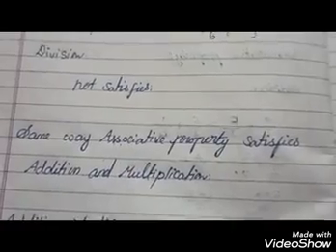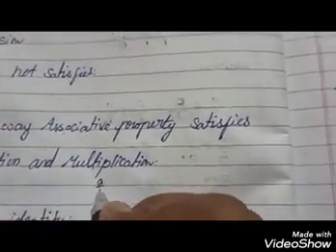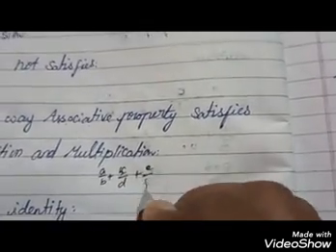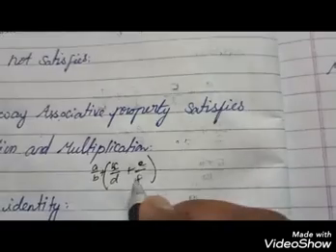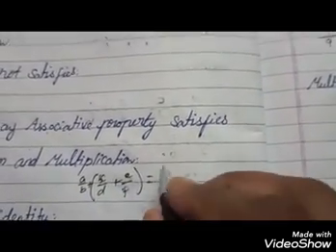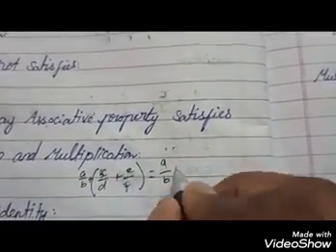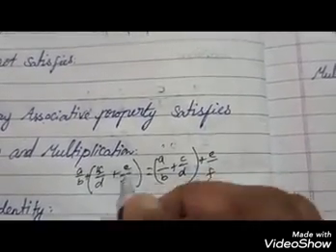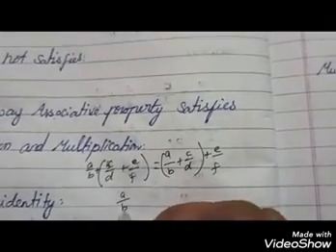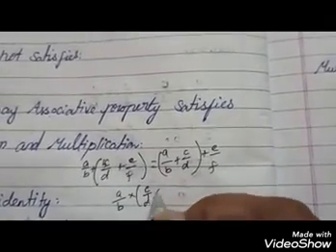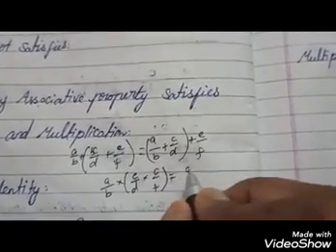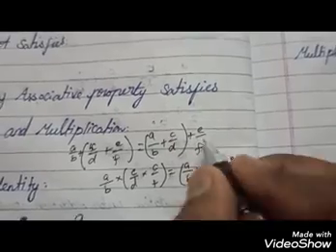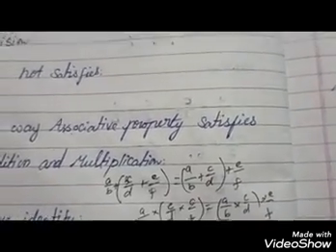Division and subtraction are not satisfied. That should be a by b plus c by d plus e by f. This is the associative property. Only we can take a by b plus c by d plus e by f. The same way it should be in multiplication: a by b into c by d into e by f is equal to a by b into c by d into e by f. These two conditions are satisfied only for the associative property.